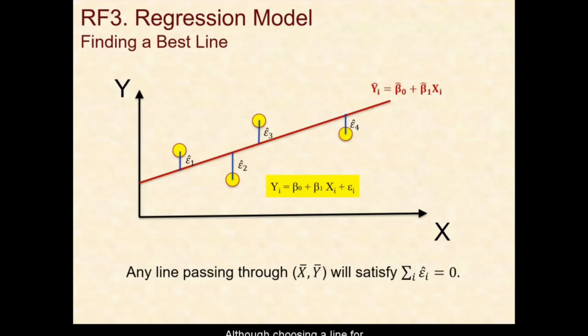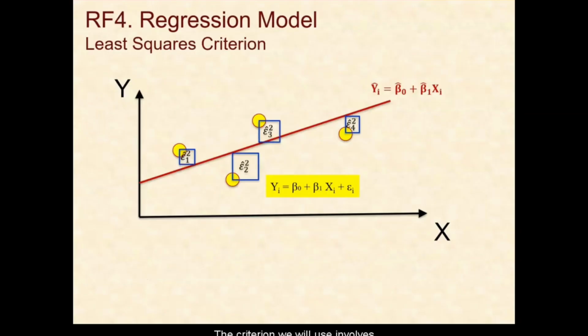Although choosing a line for which the sum of the epsilon hat is 0 is a good criterion, it is not sufficient. There are an infinite number of lines that can pass through the point x bar, y bar, and satisfy this criterion. The criterion does not give us a unique best fit line. A modification of this criterion that we might imagine is to minimize the sum of the absolute values of the distances epsilon hat. But there's actually a better criterion, one that provides better estimates of the beta i, as well as being more mathematically tractable. It is this criterion we will employ.